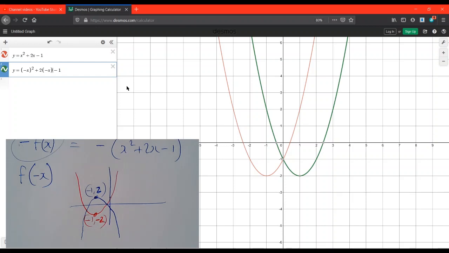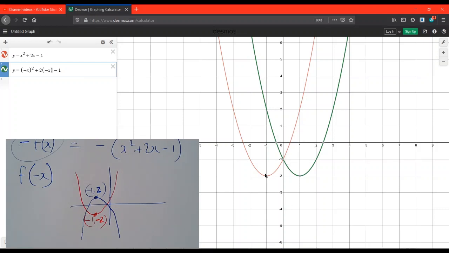So you can see what's happened now. That's the original one, the red one, and the green one is a transformation where you've got the minus inside the bracket. And there's a line of symmetry. The y-axis, the vertical line there, is a line of symmetry. It's a reflection on the y-axis.